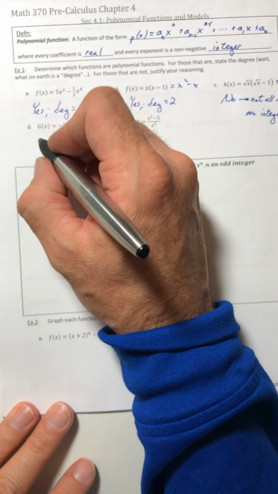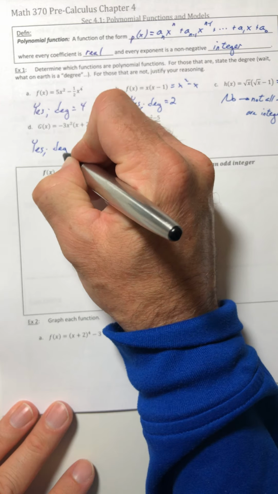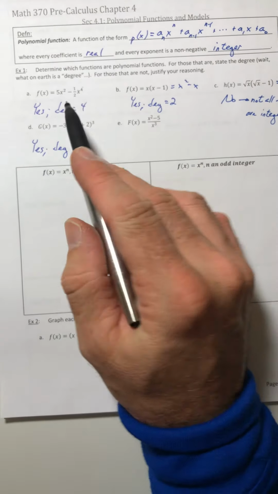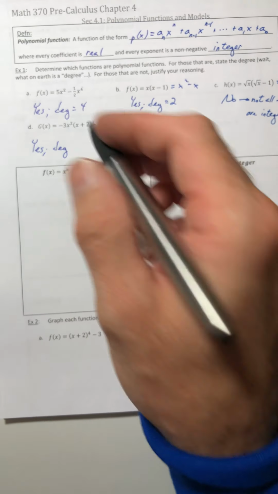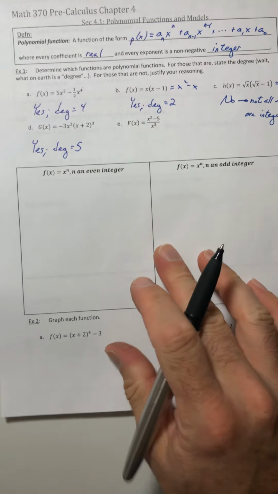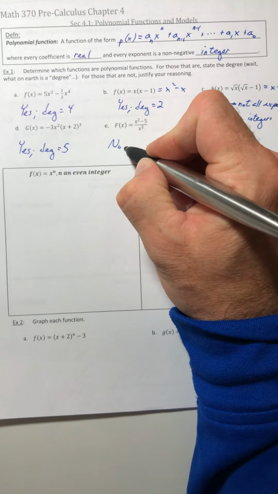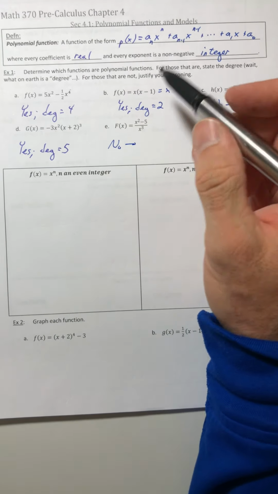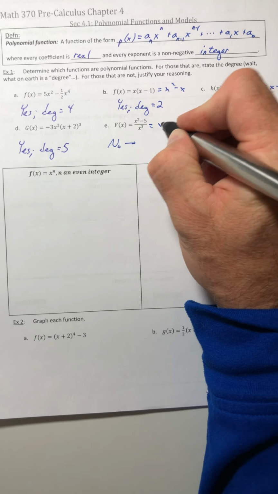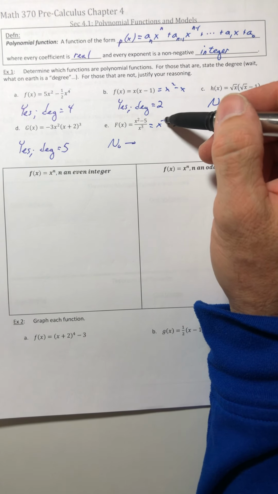Okay, part D, this would be another yes. And the degree, well, if you expanded this out, that would be an x to the 3rd plus whatever. Well, an x to the 3rd times an x squared is x to the 5th. And that's the highest power. So the degree is 5. This one here, example E, that is a no, it's not a polynomial. And for the same reason, not all your exponents are integers. Because if you separated it, that would be x to the negative 1st minus 5x to the negative 3rd. You can't have negative exponents.